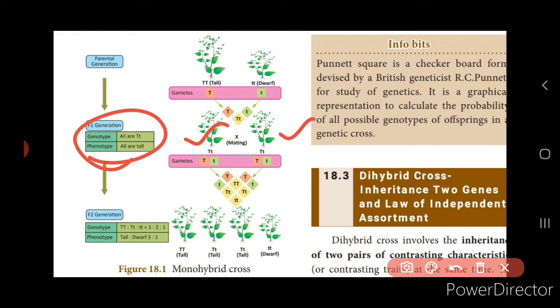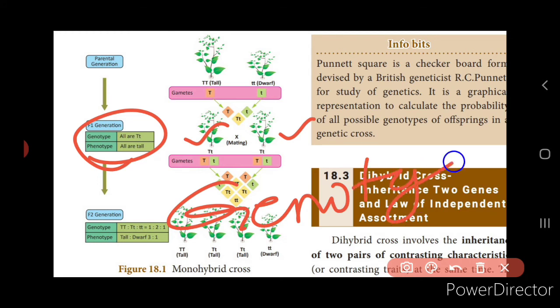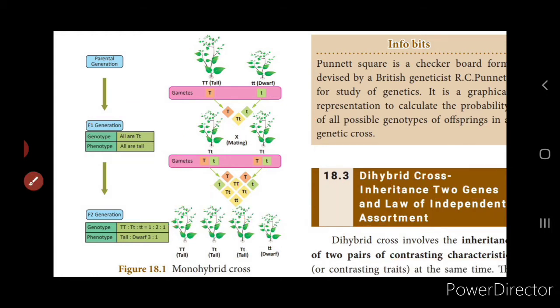Now what are genotype and phenotype? The internal expression, that is the genetic expression of an organism, is called the genotype. So the genotypic ratio is the ratio given in terms of the genetic expression of an organism. Now the phenotypic ratio is the external expression of a particular trait. This gives you the external appearance, whether it is tall or short, and that ratio is given as the phenotype. So all the plants are tall in the first generation.